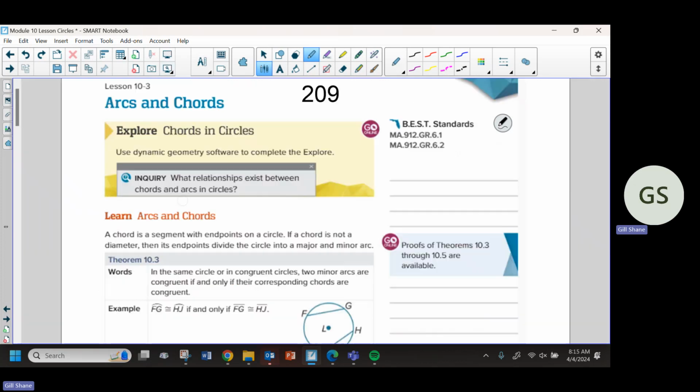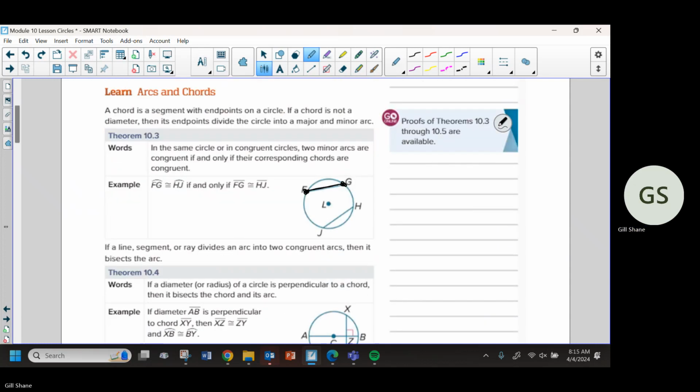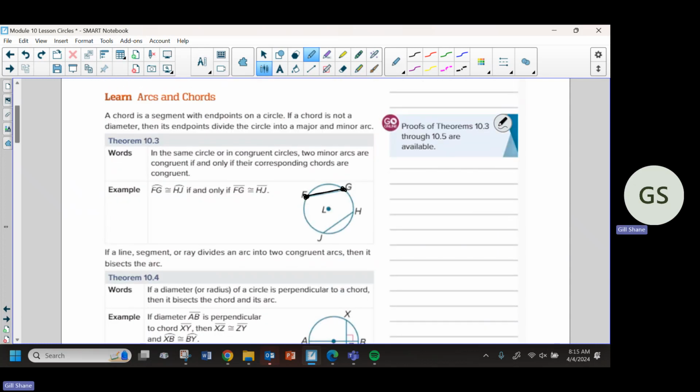All right, so we've already talked about some definitions. What is a chord? Mila, what's a chord? Yeah, it's a line segment whose endpoints are on the circle. Those two points are on the circle, and we just connected them and made a line segment. That's a chord. JH is a chord. The diameter is a chord. If they give you the diameter, the endpoints of a diameter are on the circle. It just happens to be a chord that goes through the center of the circle.